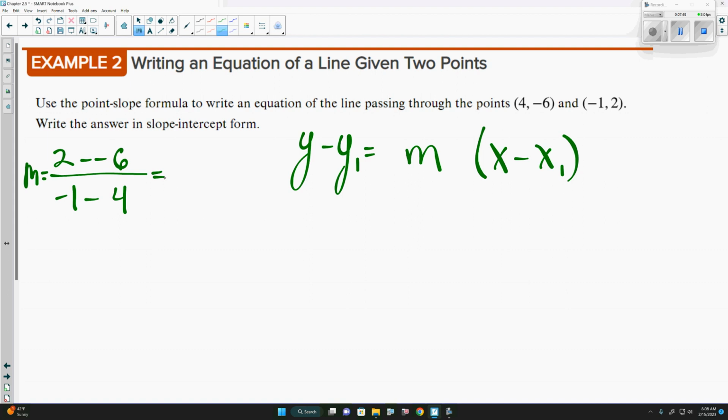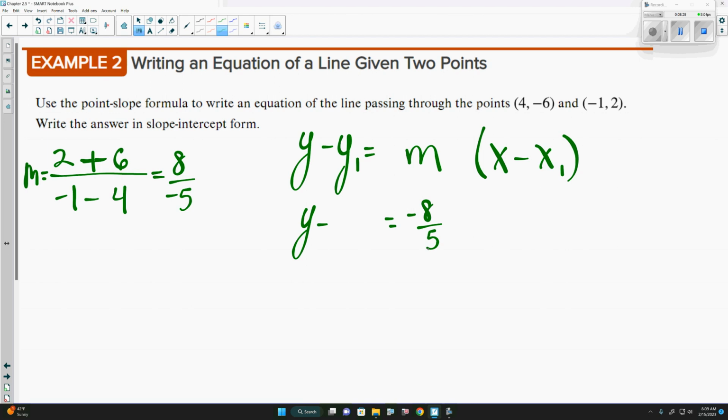And hopefully at this point we're very used to calculating slope. So since we're given 2 points, we know we'll need to calculate the slope. We can plug this in a calculator and it'll give it to us. We don't have to write it out. Because 2 minus negative 6 is the same as 2 plus 6, which is 8. Negative 1 minus 4 is negative 5. So negative 8/5 is our slope.